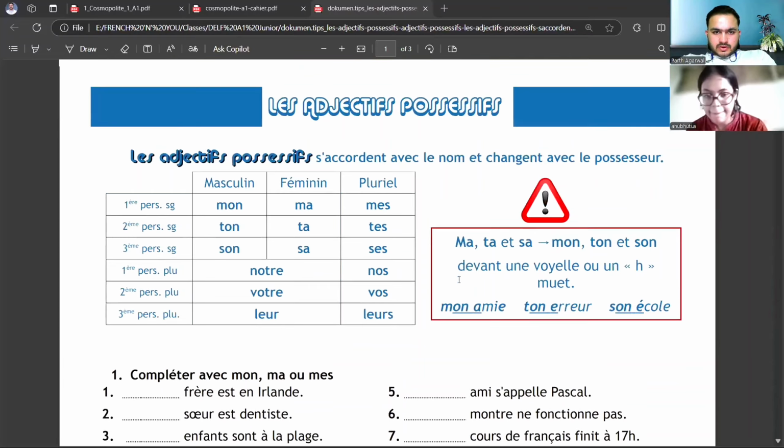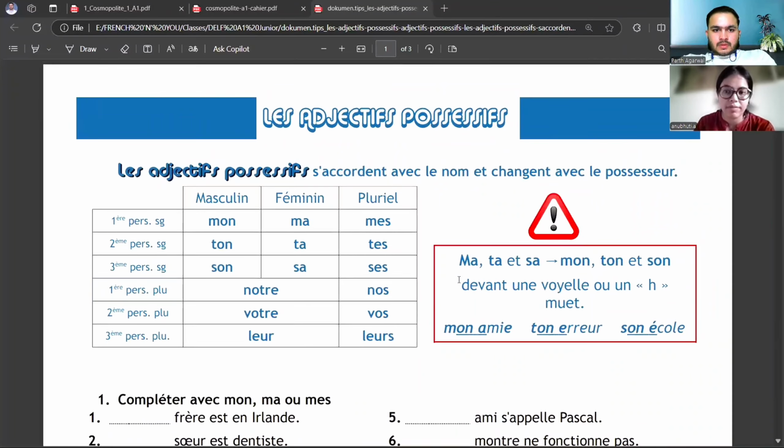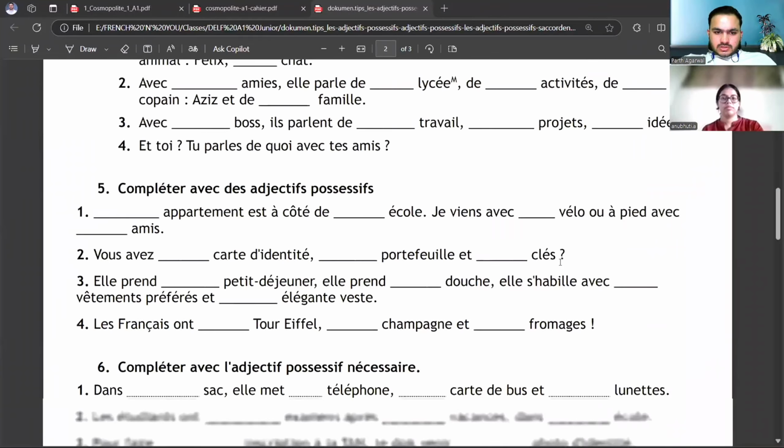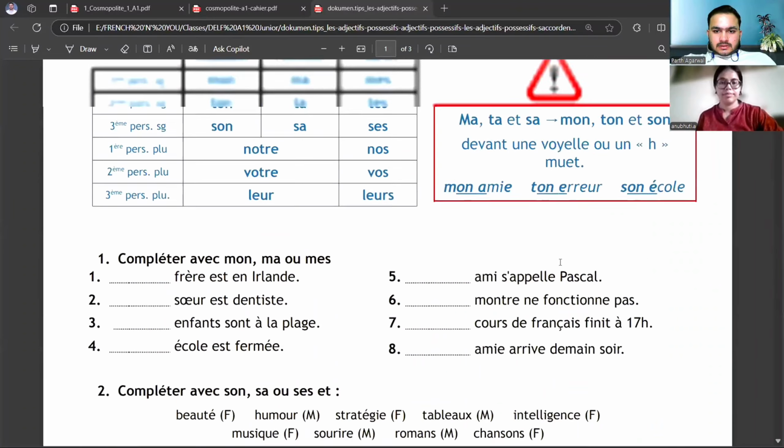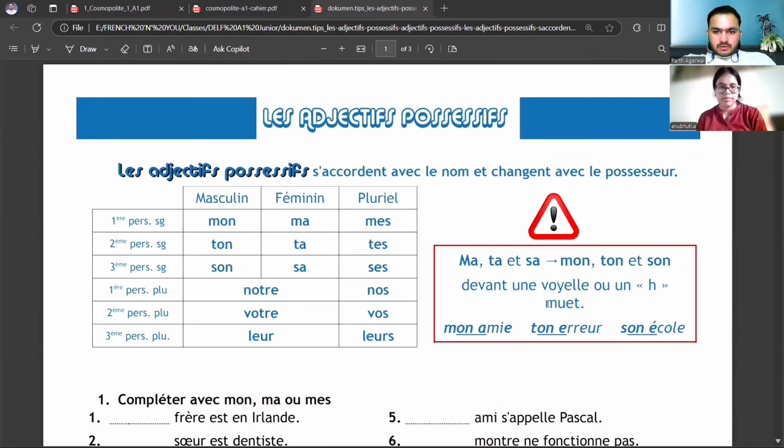So you can see my screen, no? Yes. Okay, so this is the PDF from which we will practice a few questions based on the adjective possessives. And so in the starting, you can just go through this. So it is written ma, ta, and sa.